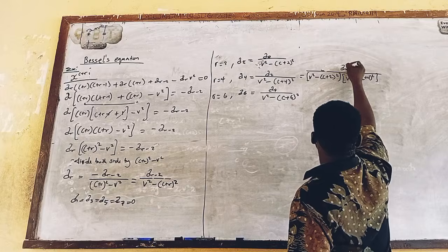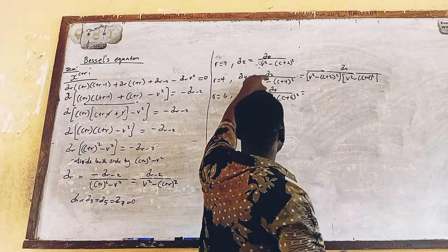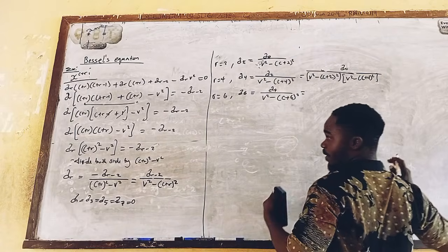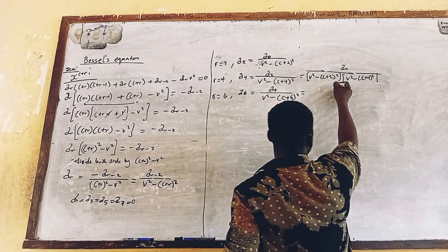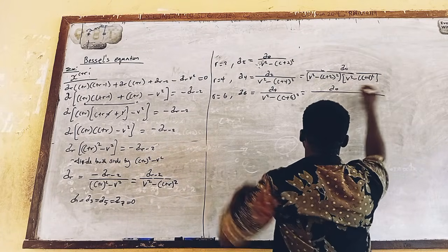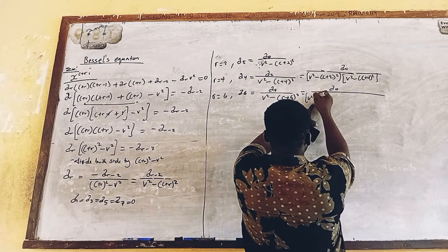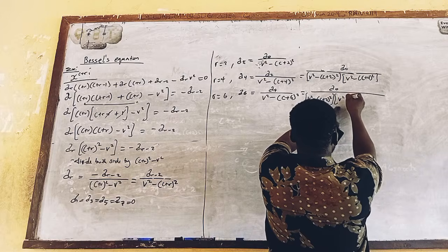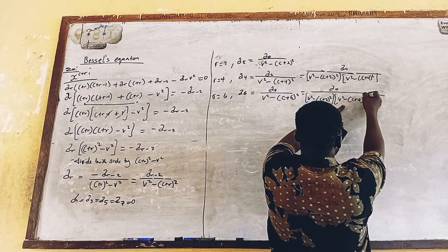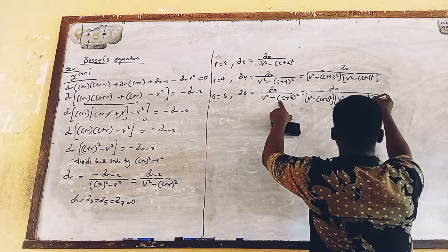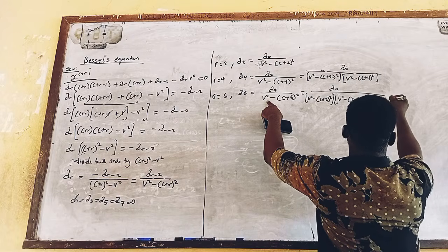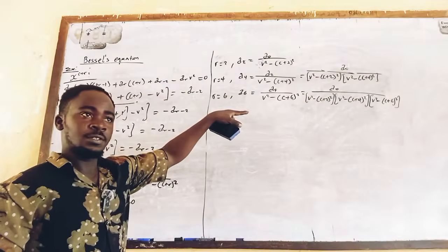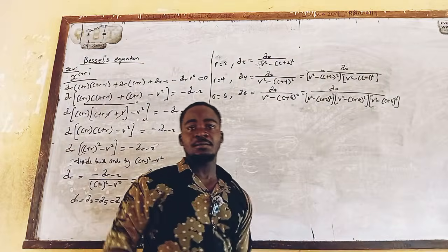A naught. Now when you do this, this is a4. What is the value of a4? This is what we get for the value of a4 in terms of a naught. So you're going to have a naught all over (v squared minus c plus 2) squared, (v squared minus c plus 4) squared, (v squared minus c plus 6) squared. So this is what we're going to have when you find it in terms of c.